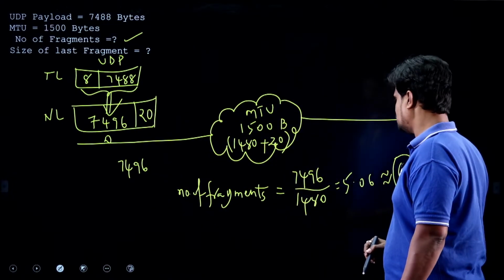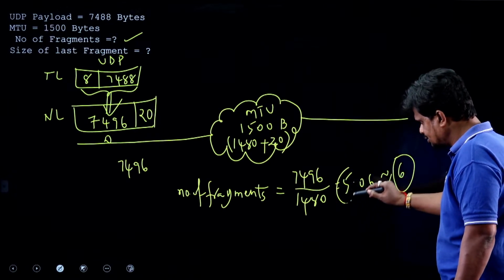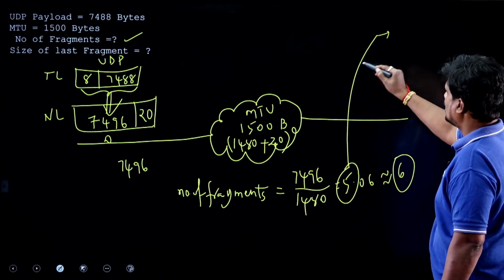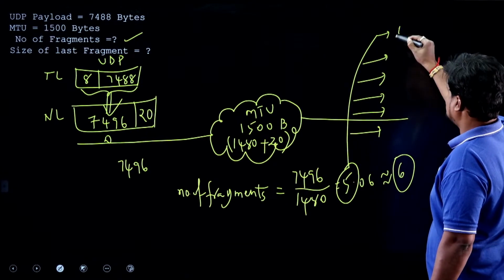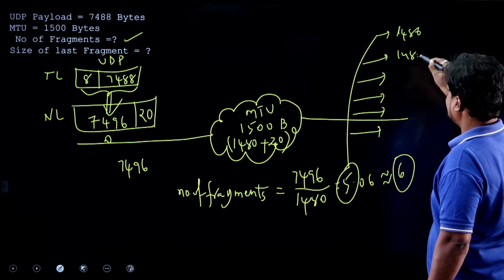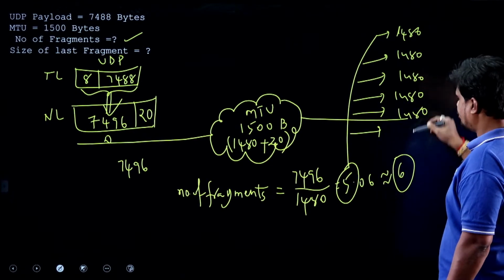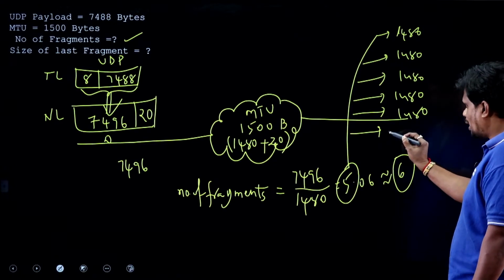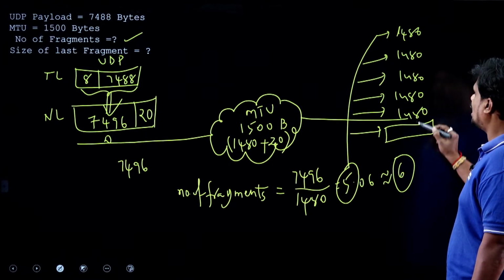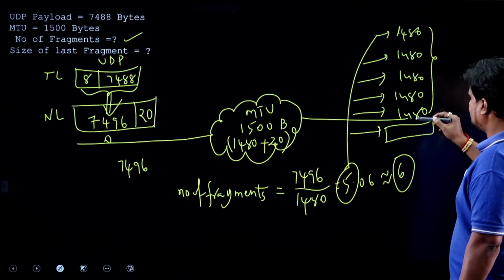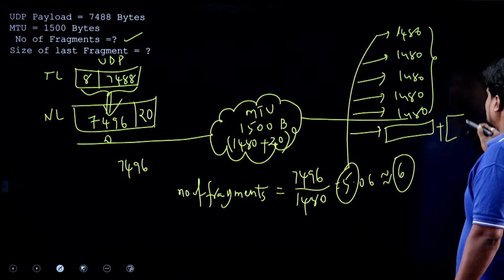So the size of the last fragment: out of this 5.06, the first 5 fragments are having 1480, 1480, 1480, 1480 and 1480. These are the full fragments, and the leftover portion is part of your last IP fragment. So this last fragment is going to have whatever remaining data is there, plus you have to add the 20 bytes of header.